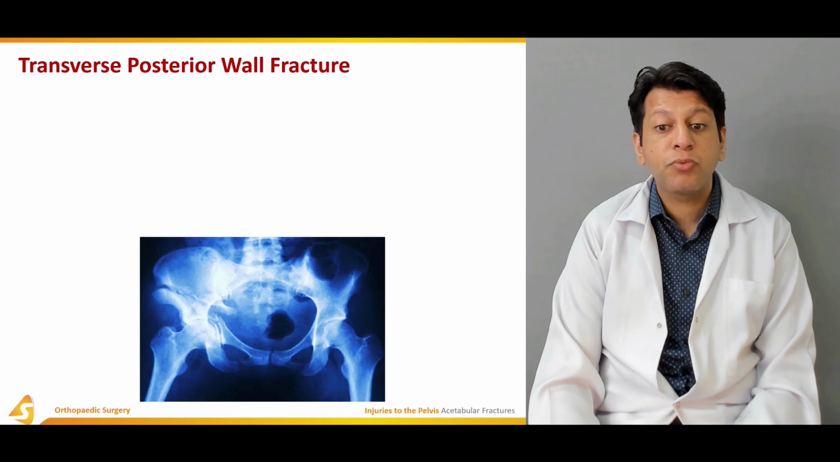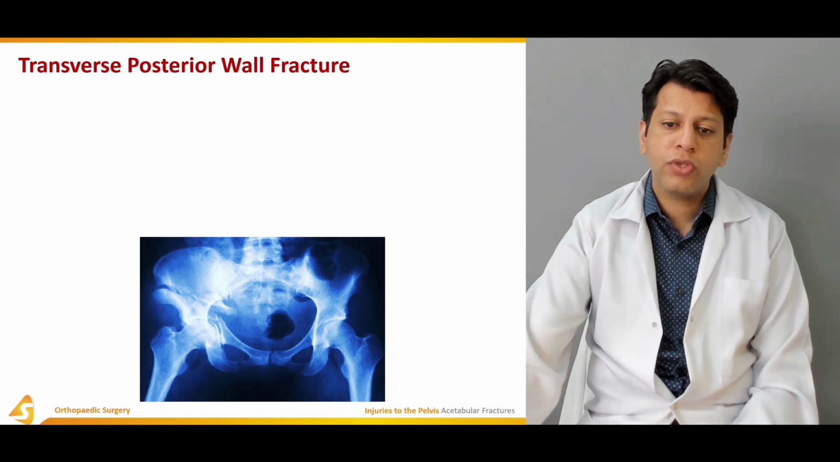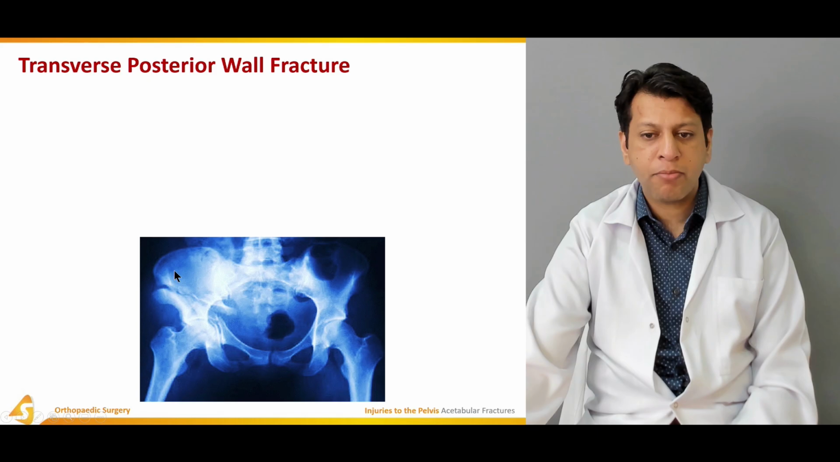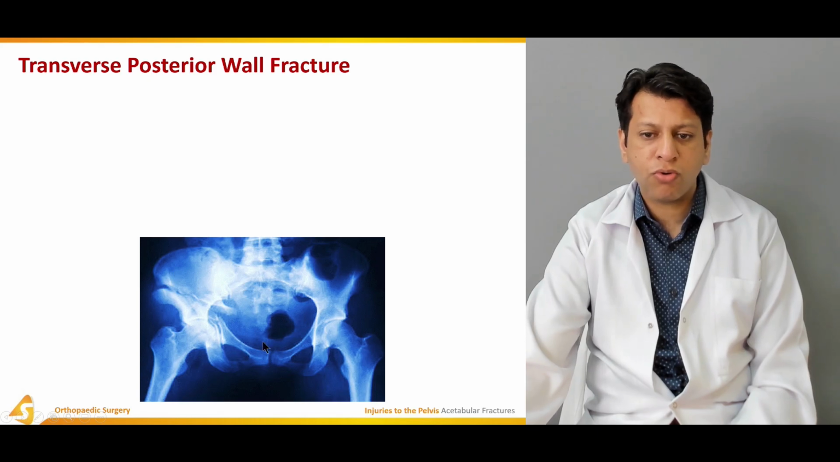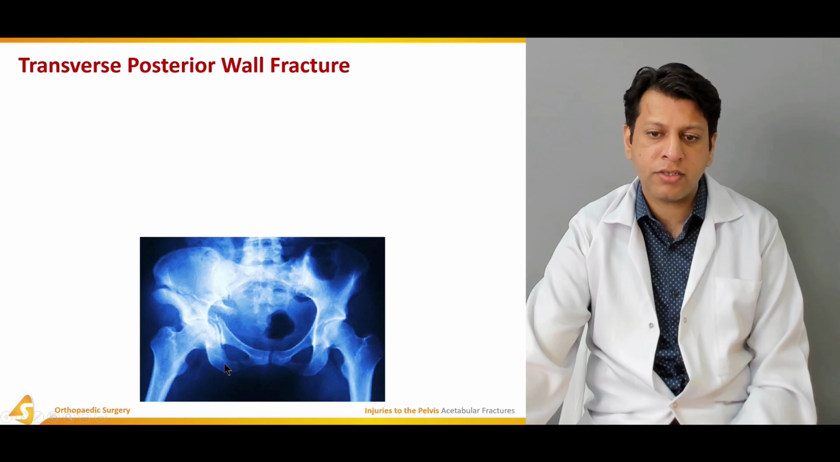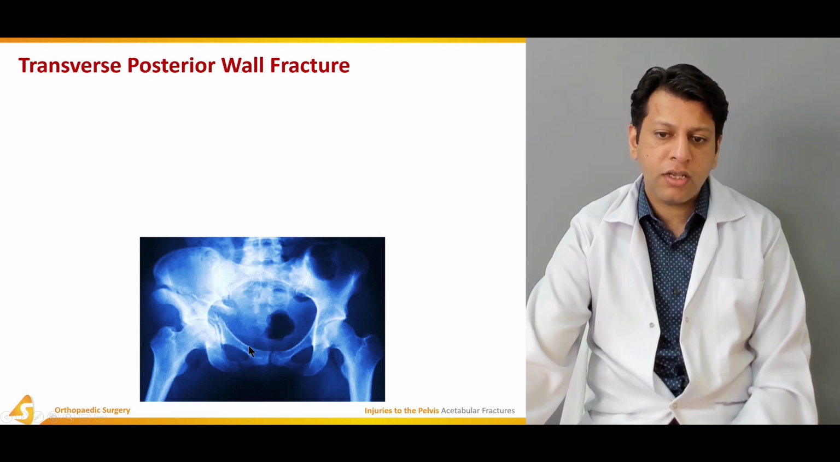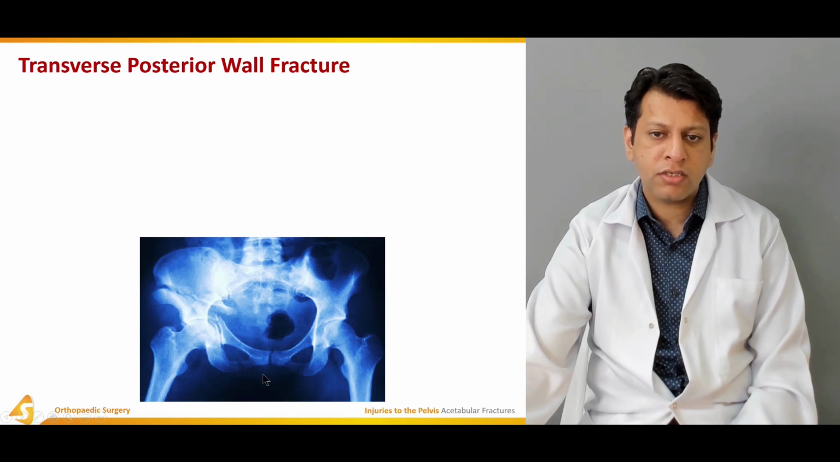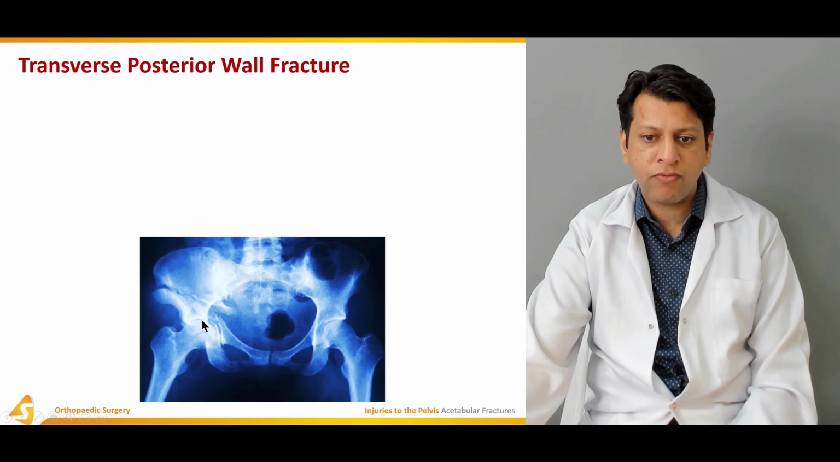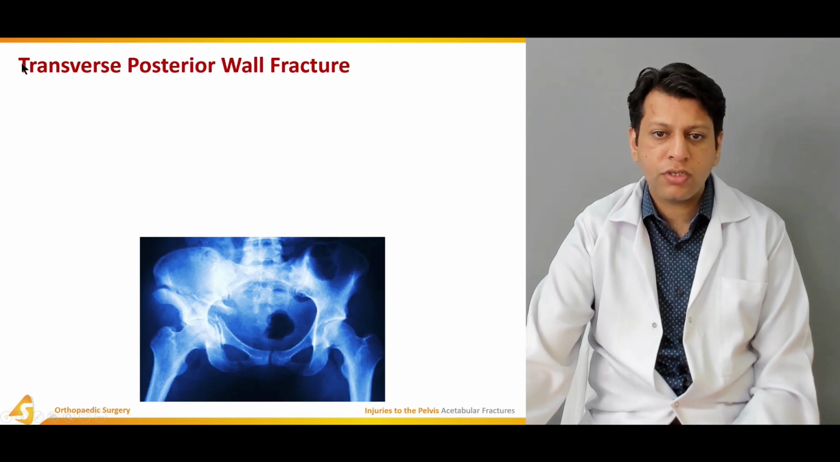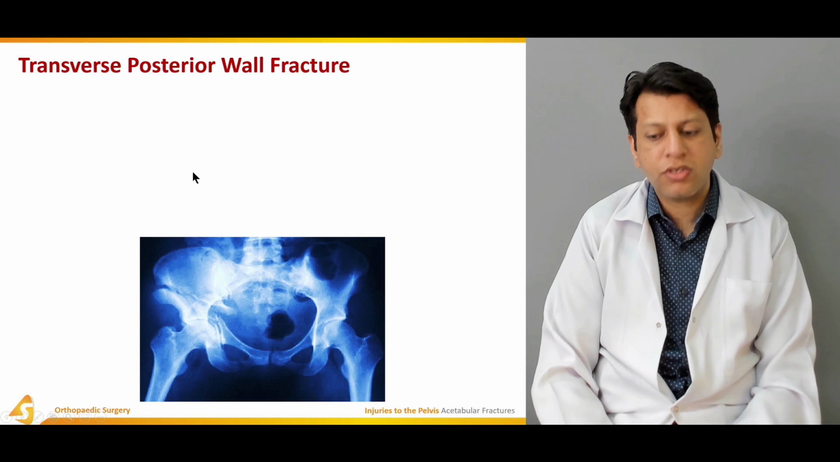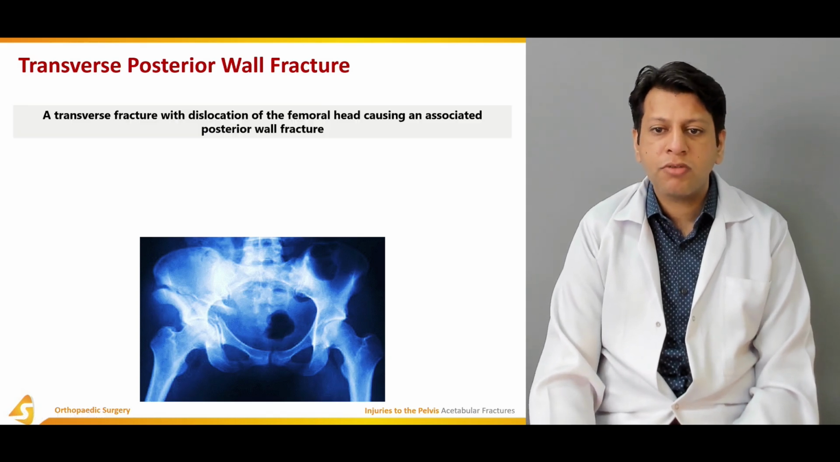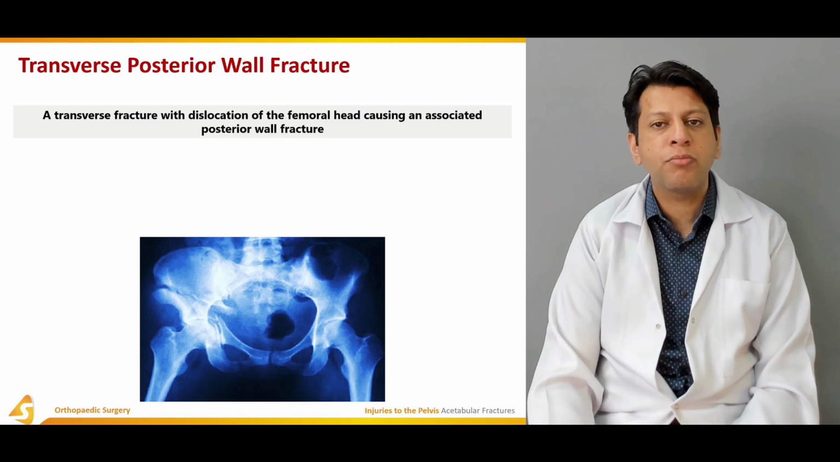Now coming to the transverse posterior wall fracture. If you see this X-ray, you can appreciate the pelvic ring probably looks okay, but there's definitely an acetabulum fracture. The iliopectineal line is disrupted. The ilioischial line is disrupted. There is a transverse fracture of the iliac bone going all the way like this, and then there is another fracture line going down like this. So this is actually a posterior wall fracture along with a transverse fracture, with dislocation of the femoral head.